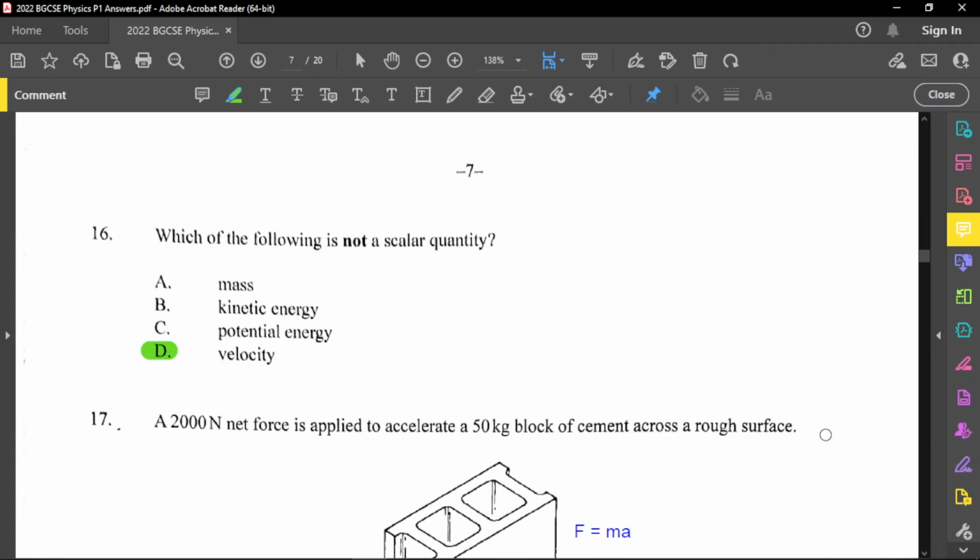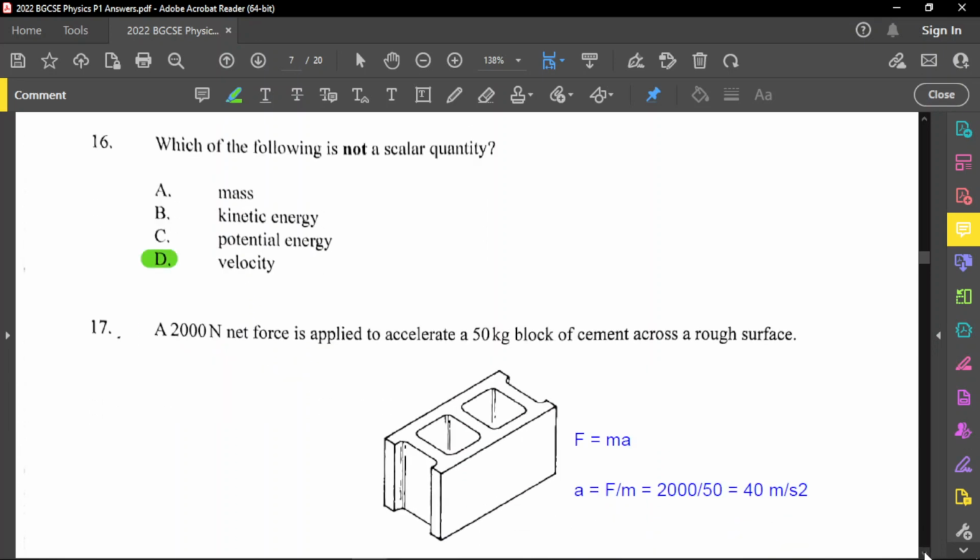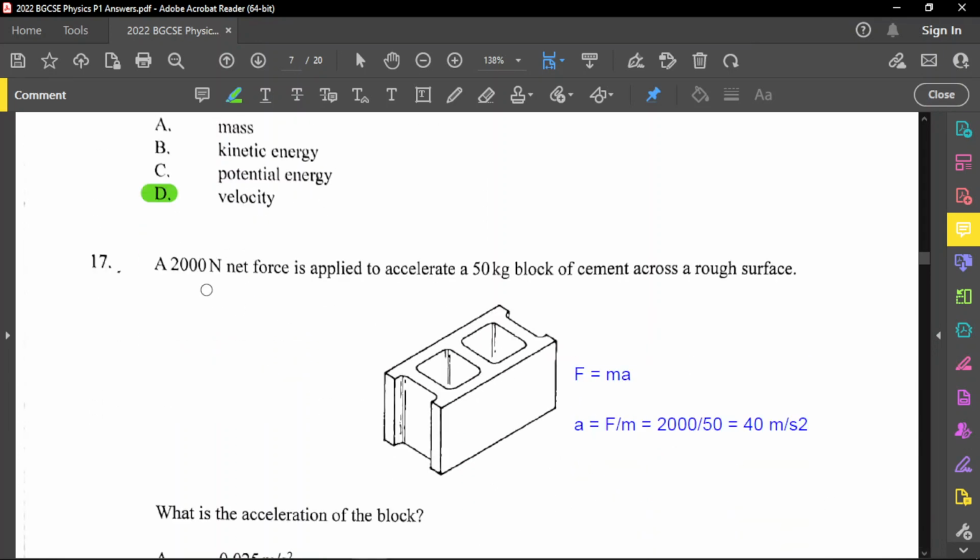For question number 17, it states that a 2,000 Newton net force is applied to accelerate a 50 kg block of cement across a rough surface. It asks, what is the acceleration of the block? In reality, because it's a rough surface, it will be reduced in terms of the direct calculation, because friction will play a role, but they didn't give us any value for friction. So what we need to do here is just to work straight with the formula.